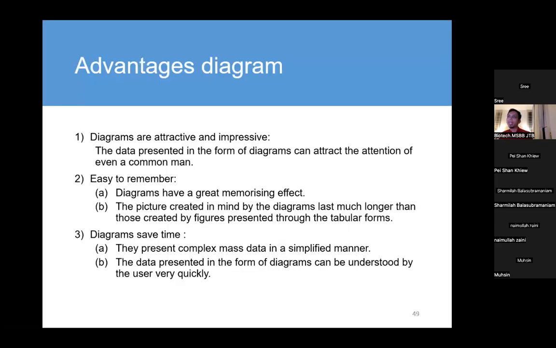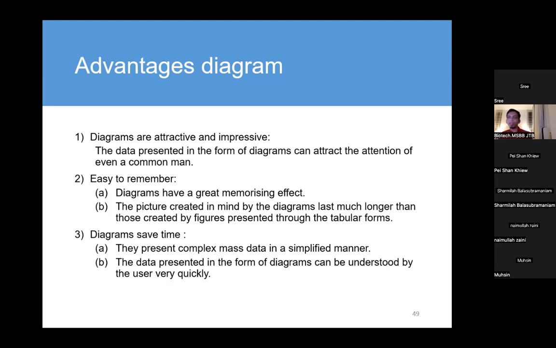So the advantage of diagram: attractive and impressive. When we see the diagram, we can actually see what is happening in terms of the pattern, right? So the data presented in the form of diagram can attract the attention of even a common man. Okay, but if we have the tables, we need to evaluate the values. We need to put more attention to evaluate the data. But if we see the diagram, it's much easier to analyze and get the information. It's much more attractive to see than the table.